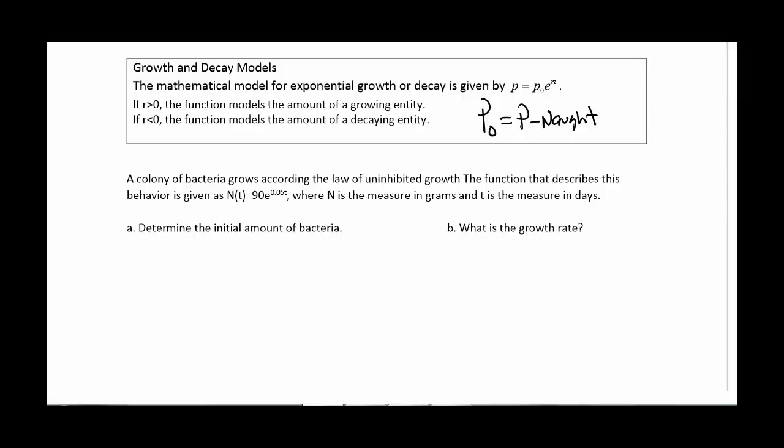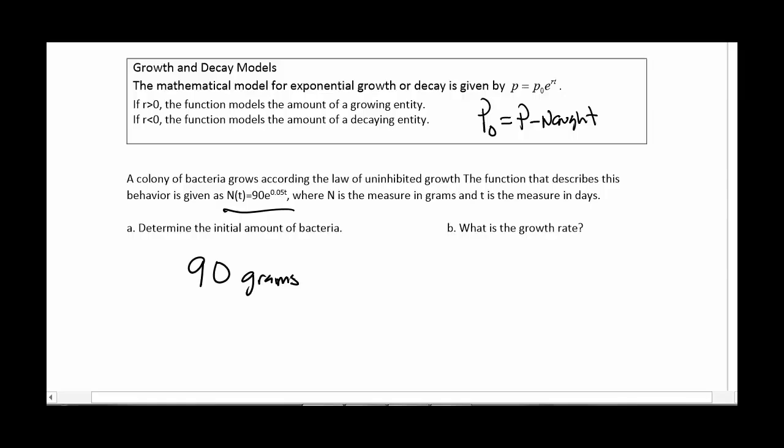Okay. All right. So in the problem we're given, we're told we've got a colony of bacteria that grows according to the law of uninhibited growth. The function that describes its behavior is given, so they give us the equation. Now they're just going to ask us some questions. Given that formula, this 90e to the 0.05t, according to the formula, what would the initial amount be? And that's that 90, and we're measuring this in terms of grams.